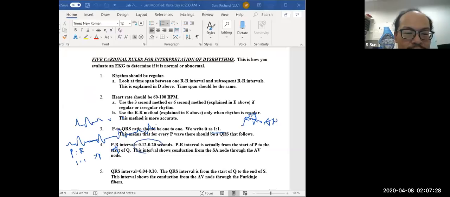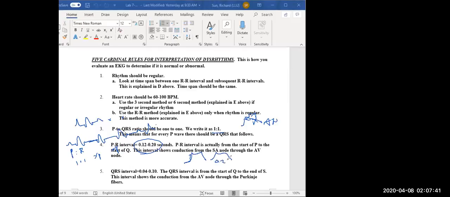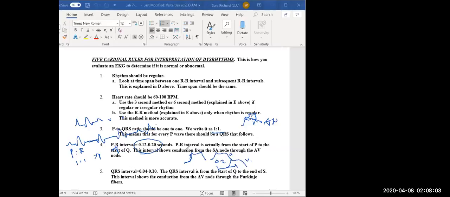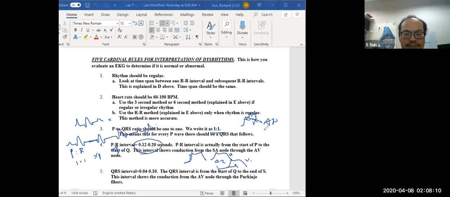The PR interval is also important. That's why we keep mentioning it: there is a delay between the atrium action potential and the ventricle action potential. The delay is about 0.2 seconds. That's why we have the PR interval of about 0.2 seconds. If it's longer than that, then there will be another block. So that's also important. QRS must be small, about 0.04 to 0.1 seconds. So that's the rule.